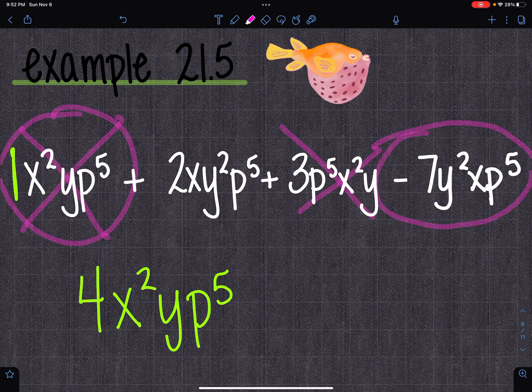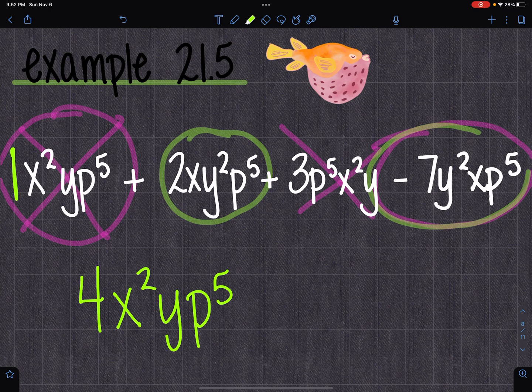Let's look at the rest of the terms and see if they are like terms. They're all mixed up. They're not in the same order, but if I start with this one, I've got an x. I do have an x here. Good. That's a good start. I have y squared. I have a y squared here. Yes, we're getting there. I have a p to the 5th here. And do we have it? Yes, we have a p to the 5th. Therefore, this is a like term with this one. Hallelujah, I can combine them.